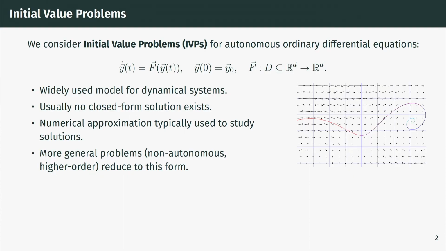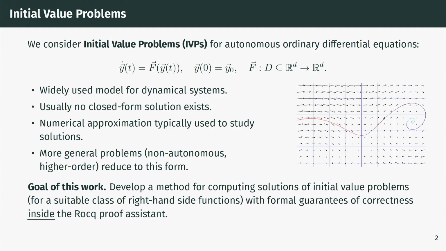Well, why this specific form? This is not so much a restriction. For example, we look at autonomous systems, but if you want a system that also depends on time, you can always introduce a variable for the time. So you can always make it non-autonomous. And also if you want higher order derivatives, you can introduce variables for the higher derivatives and reduce it to this form. Right, so this is the problem we look at.